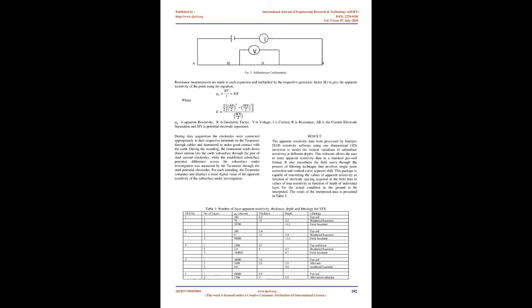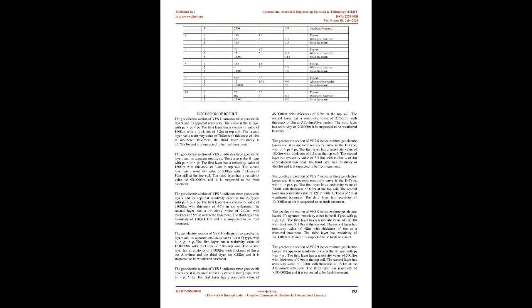Discussion of result. The geoelectric section of VES1 indicates 3 geoelectric layers and its apparent resistivity curve is the H-type, with layers 1, 2, 3. The first layer has a resistivity value of 160 Ωm with a thickness of 4.2 m in topsoil. The second layer has a resistivity value of 70 Ωm with a thickness of 10 m at weathered basement. The third layer resistivity is 30,700 Ωm, and it is suspected to be fresh basement.